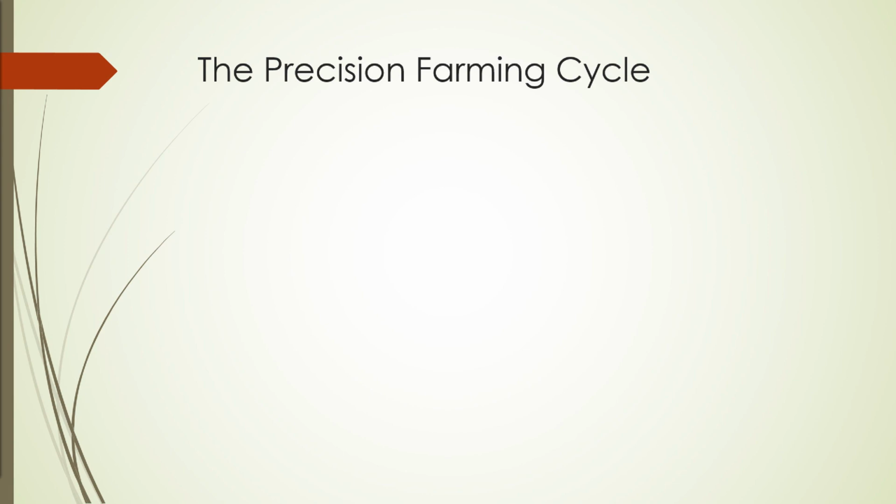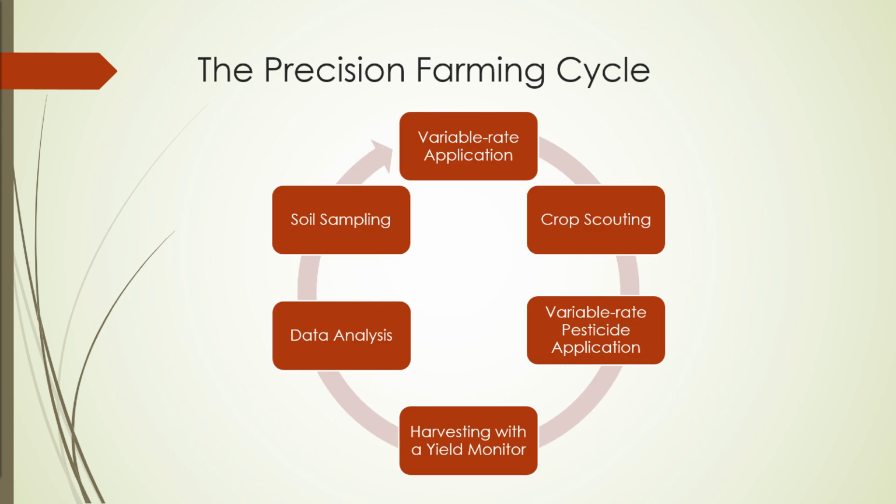This is the precision farming cycle. Everything that gets done in precision ag fits into one of these categories. It is tough to distinguish where in the cycle is an end and where there is a beginning. Everything gets tied together, and all the applications and prescriptions from one year become a layer for the next year's applications. It is all about data and information. Variable rate application, crop scouting, variable rate pesticide application, harvesting with a yield monitor, data analysis, and soil sampling.